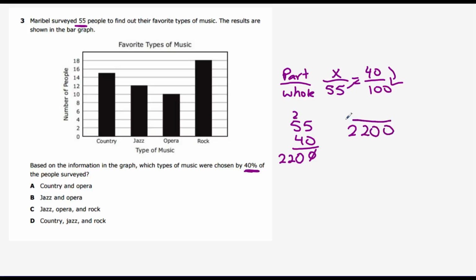We cross multiply and divide. Anytime we divide by 100, we just take our decimal, move it 2 places over, or in this case, cross out 2 zeros, and we get 22. So 40% is equivalent to 22 people. Okay? And once we have that, this becomes a lot easier. So I start off, none of my bars go up to 22, which means it has to be some combination of these types of music, and the answer choices confirm that.